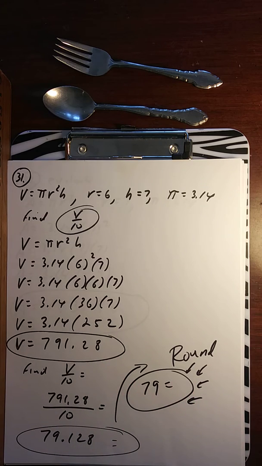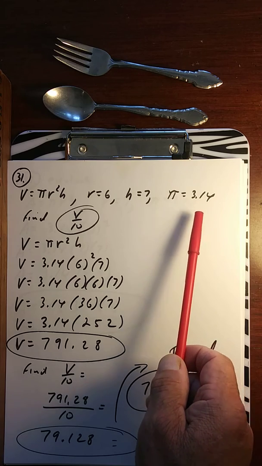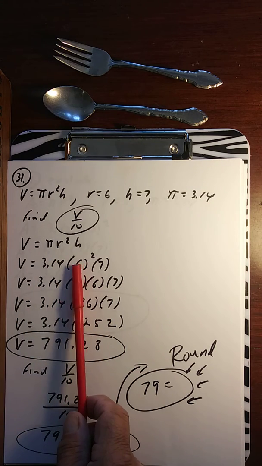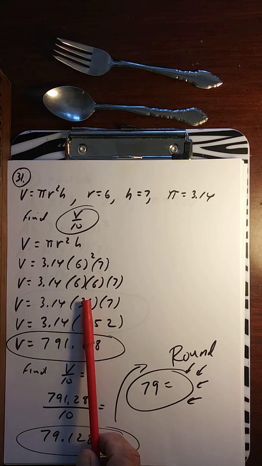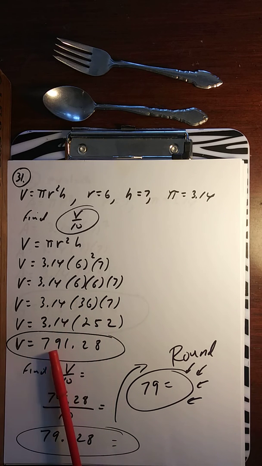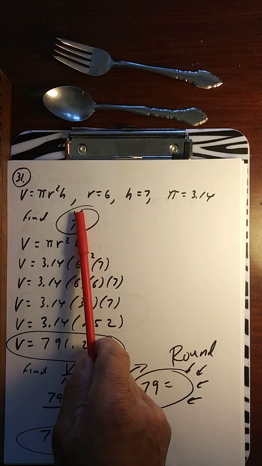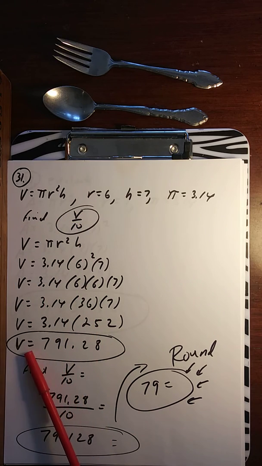V equals pi r squared h. So r and h and pi are given. Put them in there. We have 3.14, 6 squared. 6 squared means 6 times 6, 36. 36 times that is 252. 252 times that is 791.28. But they wanted to find V over 10. Well, that's what V is. So V over 10 is this number divided by 10, or 79.128 divided by 10 is that, or rounded to 79.